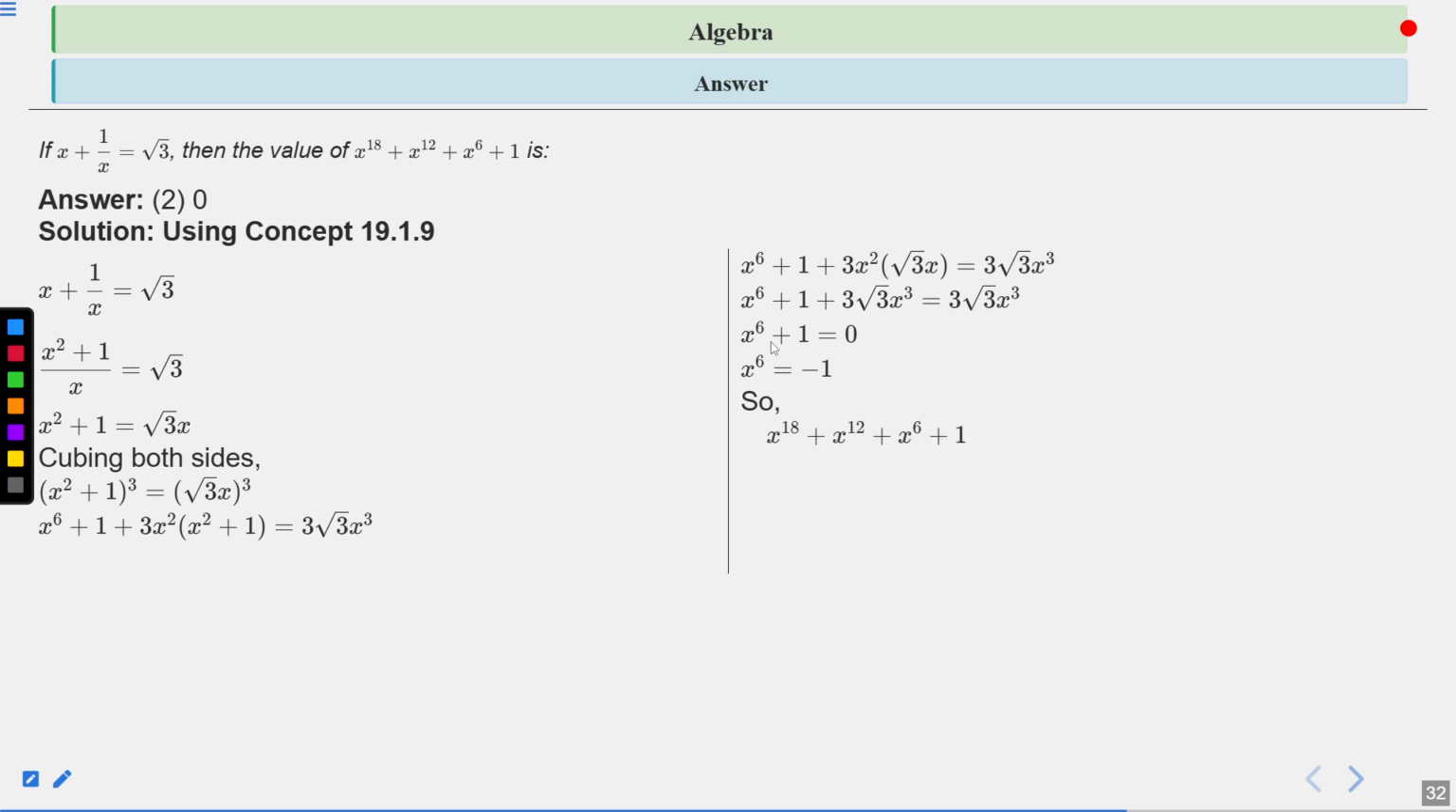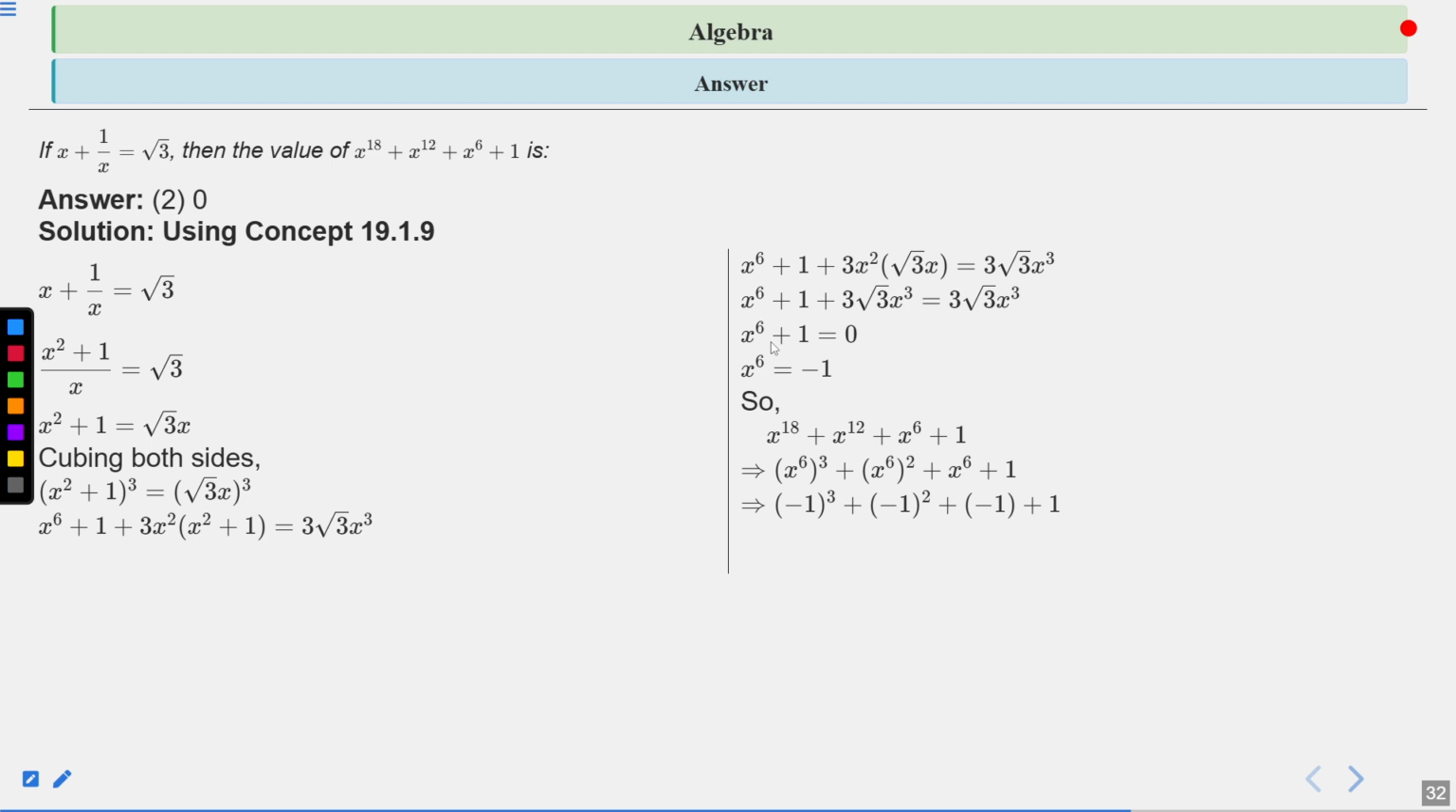Now we use this value in the expression x to the power 18 plus x to the power 12 plus x to the power 6 plus 1. So we can write it as x to the power 6, whole power 3, plus x to the power 6, whole power 2, plus x to the power 6 plus 1. Now just put the value.